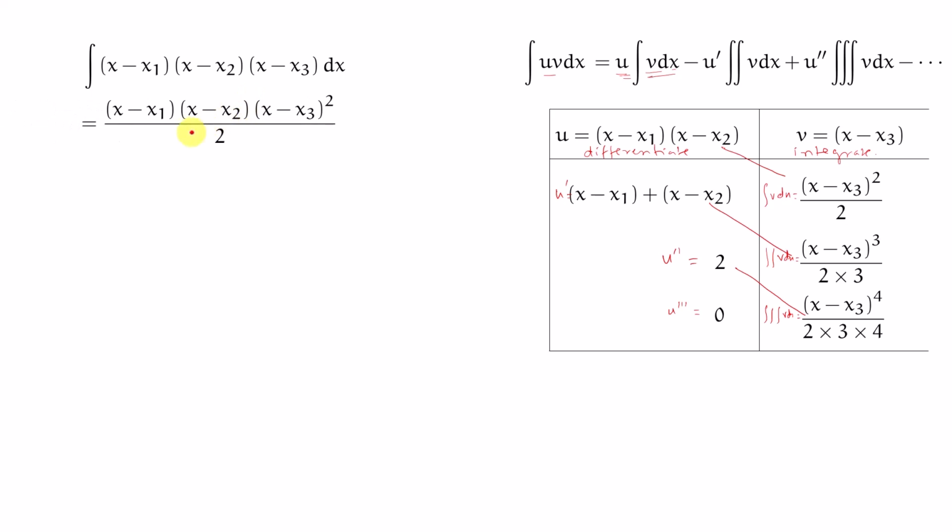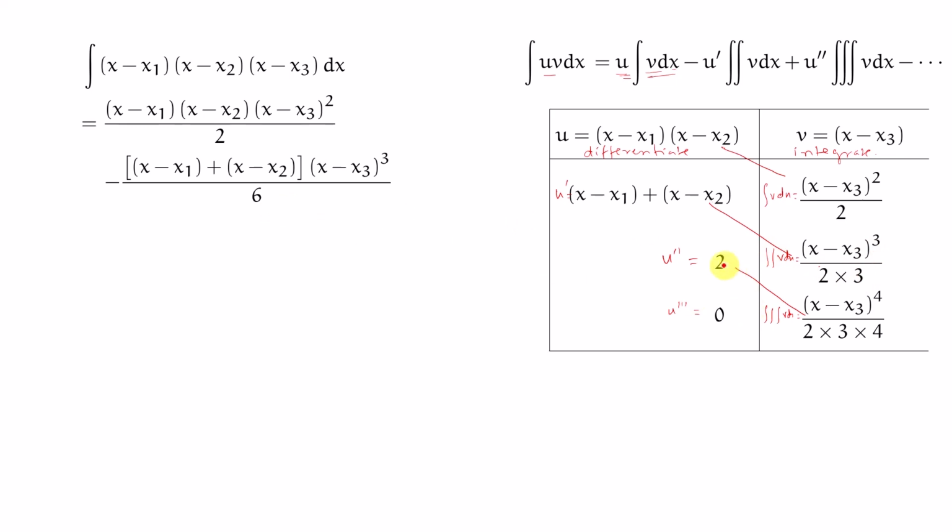So the first term will be this one multiplied with this one. So this is my first term, (x minus x1), (x minus x2), (x minus x3) squared, because here I have a square, divided by 2. The second term will be this, but there will be a negative sign here. So this is my second term, (x minus x1 plus x minus x2) multiplied by (x minus x3) cubed divided by 2 into 3, that is 6.